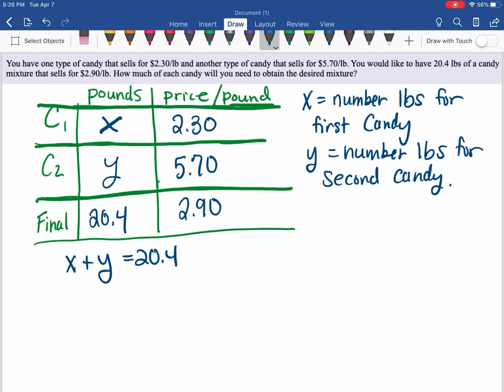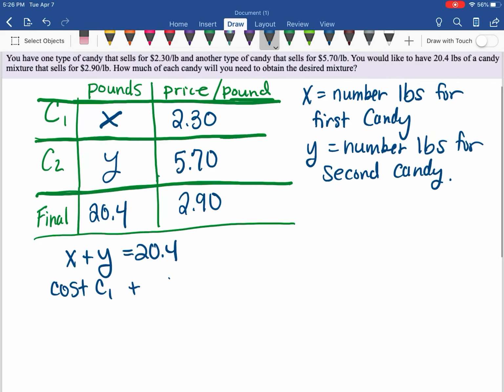Now for the second equation, I want to find the cost of the first candy plus the cost of the second candy to find out the final cost. Well, to figure out how much candy 1 is going to cost, I would take the price per pound times the number of pounds, right? So for example, if I had 5 pounds of candy, if I wanted to see how much that would cost, I would take 5 times $2.30. So we're going to do that for each of the candies. So we're going to take $2.30 times X.